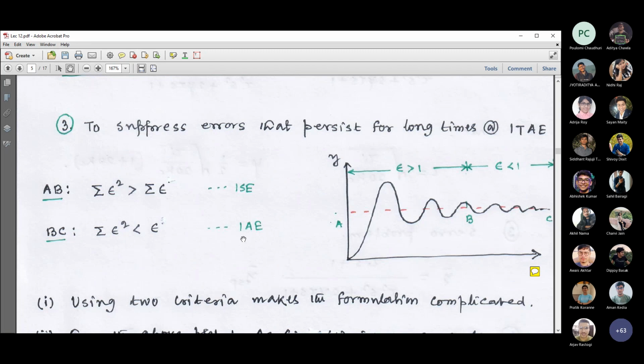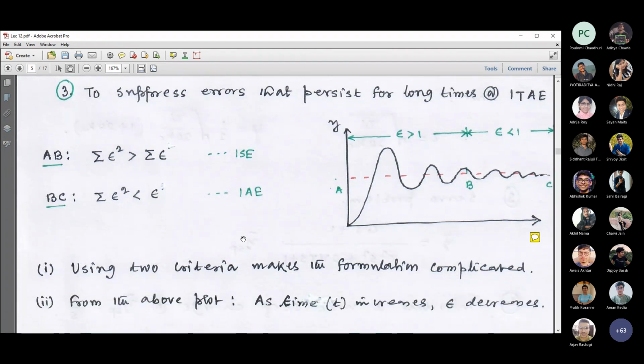Now, can you tell me why we should prefer ITAE? Still, it is not clear. Student, anyone? I have shown we can go with ISE plus IAE, but it makes the formulation complicated. So that's why it is suggested to consider ITAE, but why? Anyone can give the answer? You see the answer.